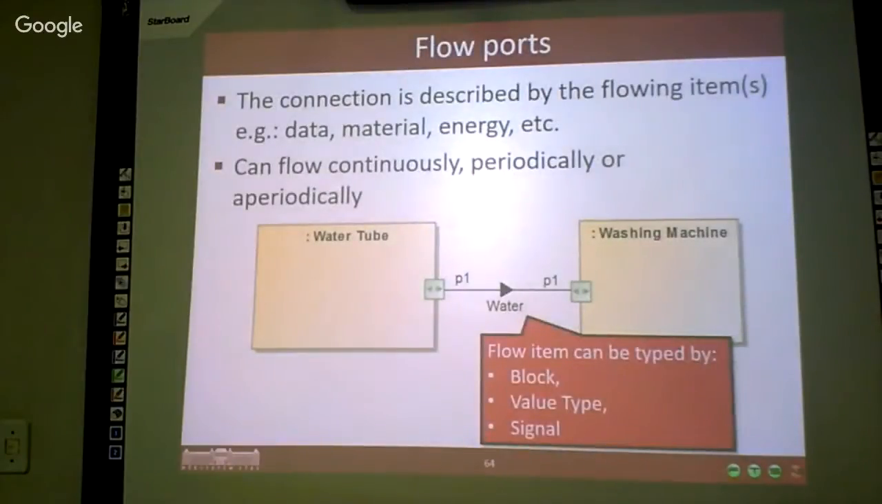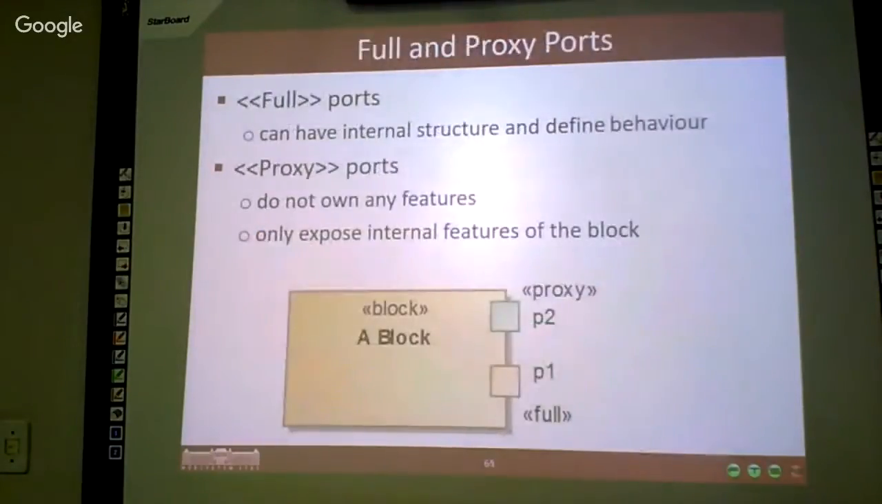And flow ports are those where the connection is described by flowing items. It can be continuous, periodical, aperiodical, and it can be nearly anything. As I mentioned, SysML is a general language. So you can just say that data or material or energy flows through these ports. And these flow items can be typed by blocks, value types, signals, or whatever you want.